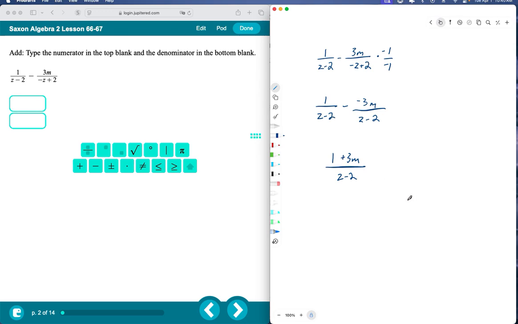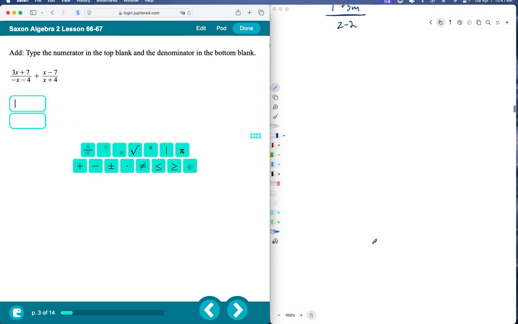So you kind of got to look for things like that to figure out how to make that work. And if you paid attention, you would see this is the opposite and this is the opposite. So multiplying by the opposite over the opposite is going to give you the answer you want to make it one denominator. So that's what we had to do here. So you're going to have 1 plus 3m over z minus 2. And that's correct. So let's look at the next one.